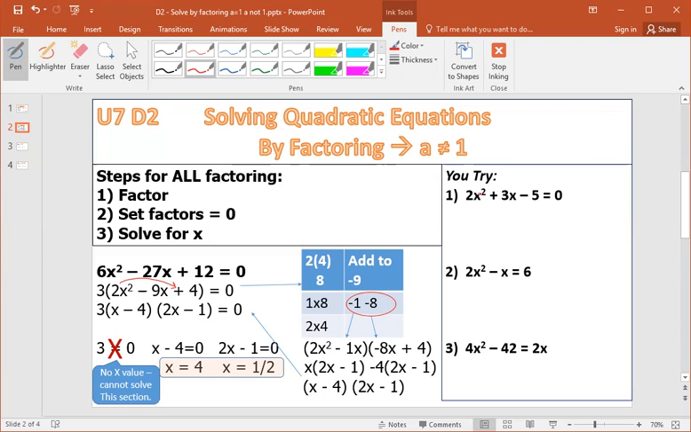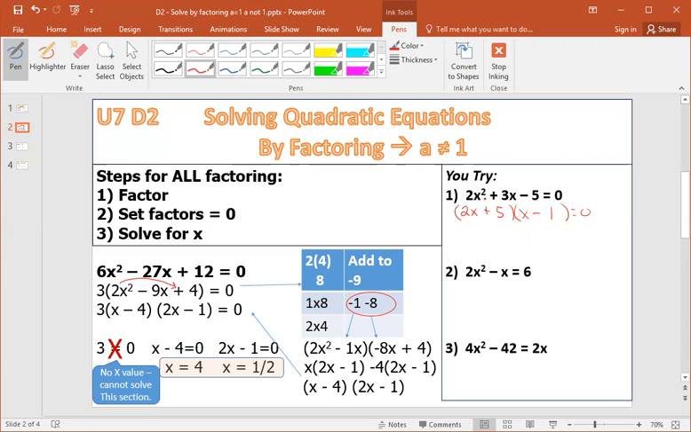Okay, so in the try-it, you guys would do your tables. You could also do guess and check here. Okay, we have 2x and x, it gives us 2. We know 5 and 1. Okay, so I'm looking for a +5 and a -1. Remember that you can check this by just foiling.